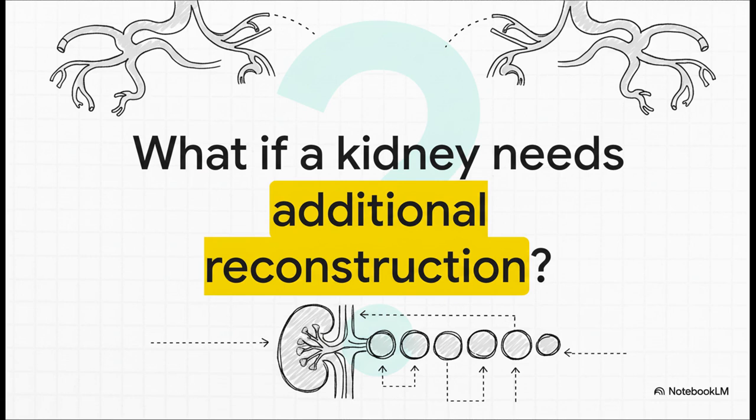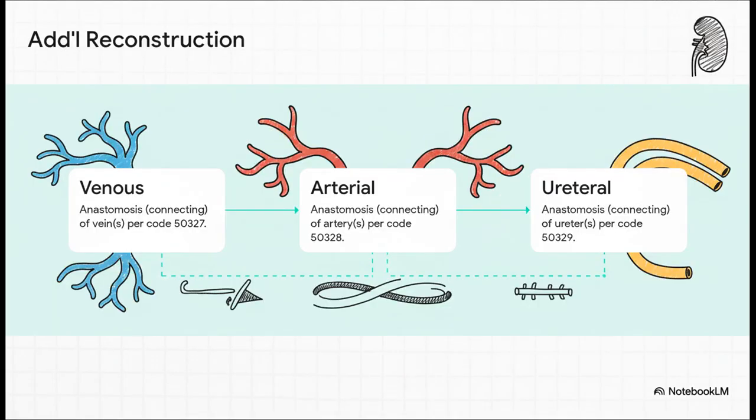Now, real-world medicine is messy, right? Sometimes the standard backbench prep just isn't enough. What happens if the kidney's vessels or ureters are, well, complicated? What if they need some serious reconstruction to make sure they'll work in the recipient? Well, the coding guidelines have an answer for that. This is where codes 50327 through 50329 come into play. Think of these as your add-on codes for extra complex repair work. This could be things like venous anastomosis, connecting veins, or arterial anastomosis for the arteries, or ureteral anastomosis for the ureter. Any of these complicated repairs are reported separately on top of the standard backbench prep code.